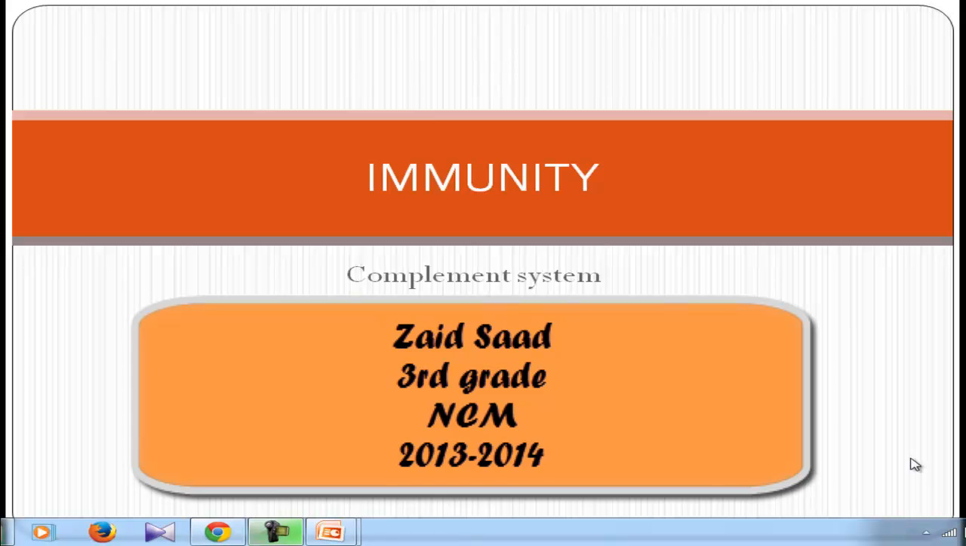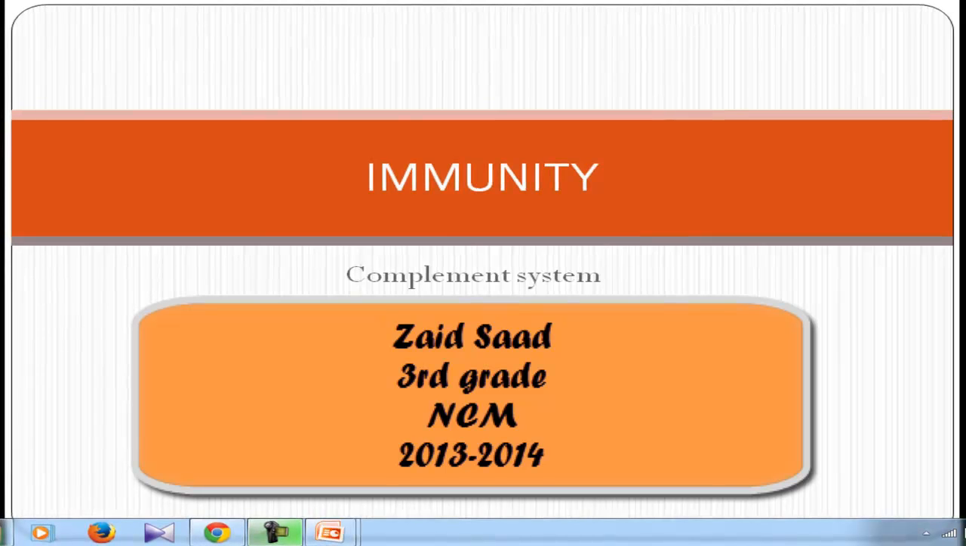Bismillah ar-Rahman ar-Rahim. The subject today is about immunity, the complement system. The complement system refers to a series of 34 proteins circulating in the blood in inactive form. They can interact with each other to form a series of biological processes. Complement proteins make up about 10% of serum protein. The source of these complement proteins is mainly the liver and the hepatocyte.